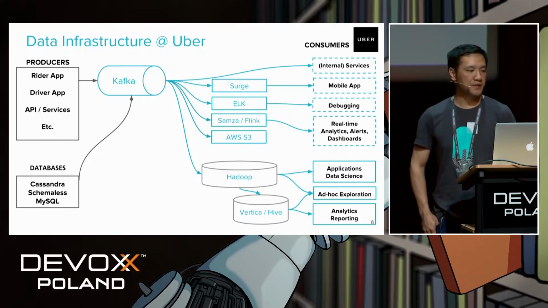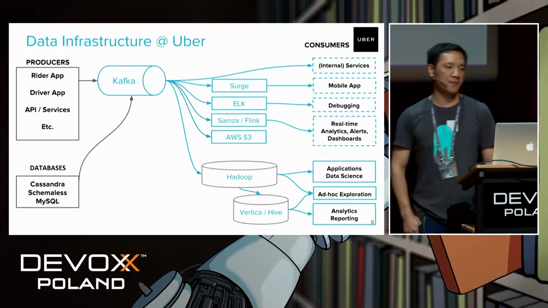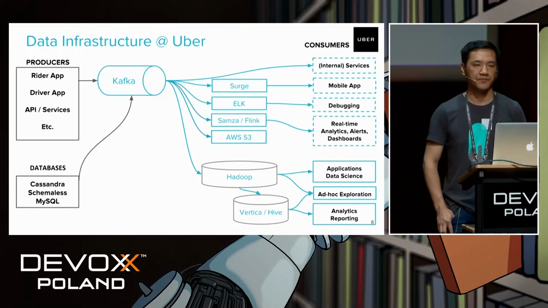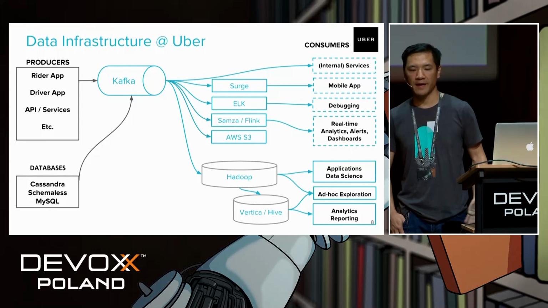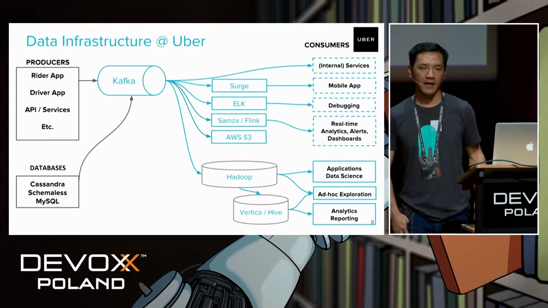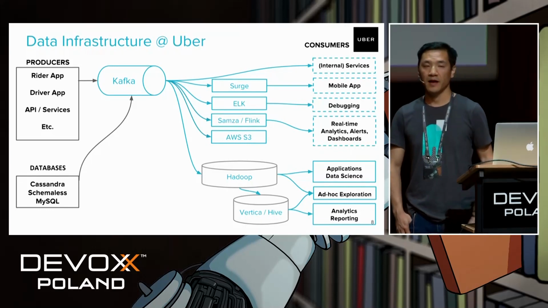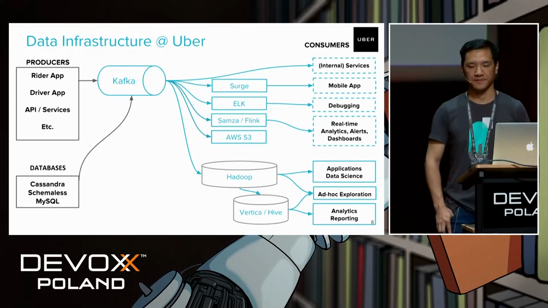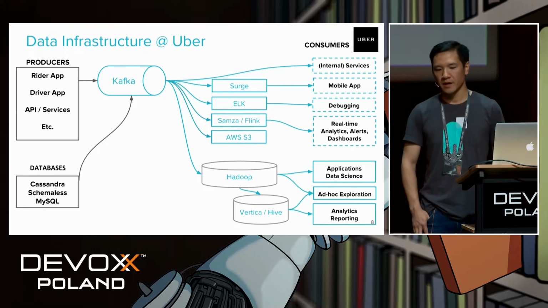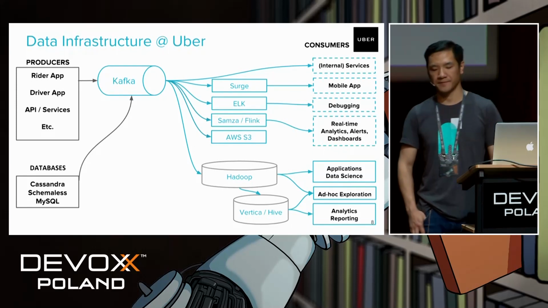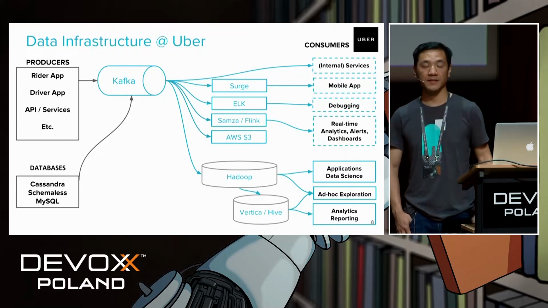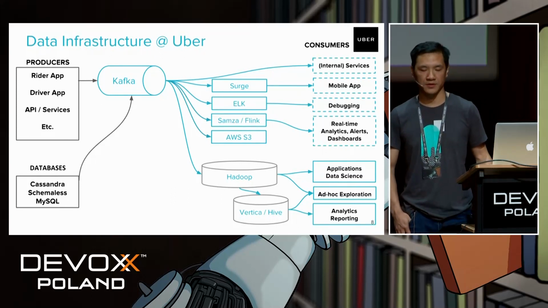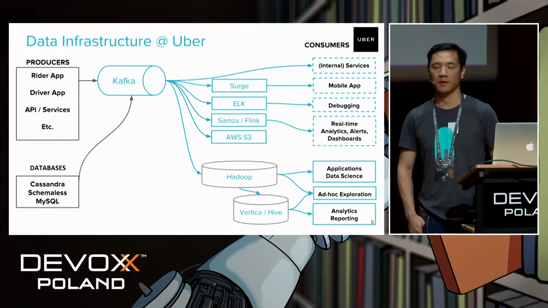So here is the data infra architecture at Uber. As you can see, on the left-hand side, we have so many data producers. For example, rider app, driver app, and different kinds of APIs and services, etc. The data will be produced to Kafka. And as I mentioned, the databases' changelog is also produced to Kafka.